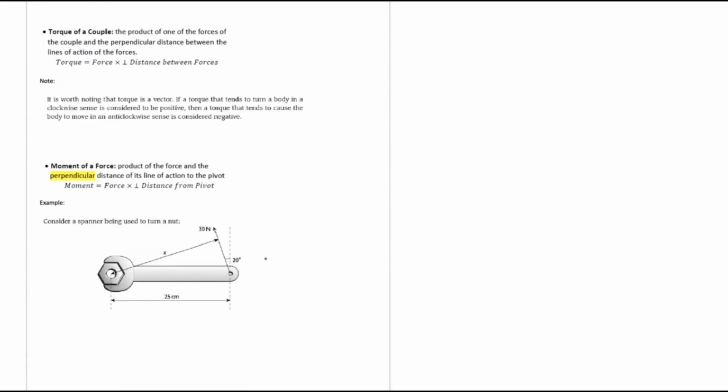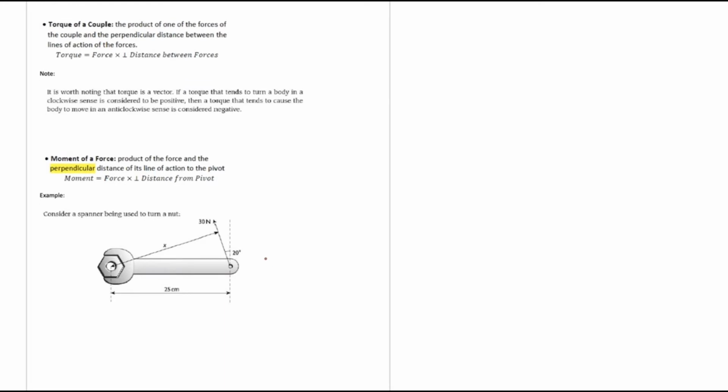So on this page, we have torque of a couple. Torque of a couple is the product of one of the forces. A couple has two forces, so we just take one of them, and then multiply with the perpendicular distance between the lines of action of the forces. So that means torque is equal to force multiplied with the perpendicular distance between the forces. Okay, let's see an example.